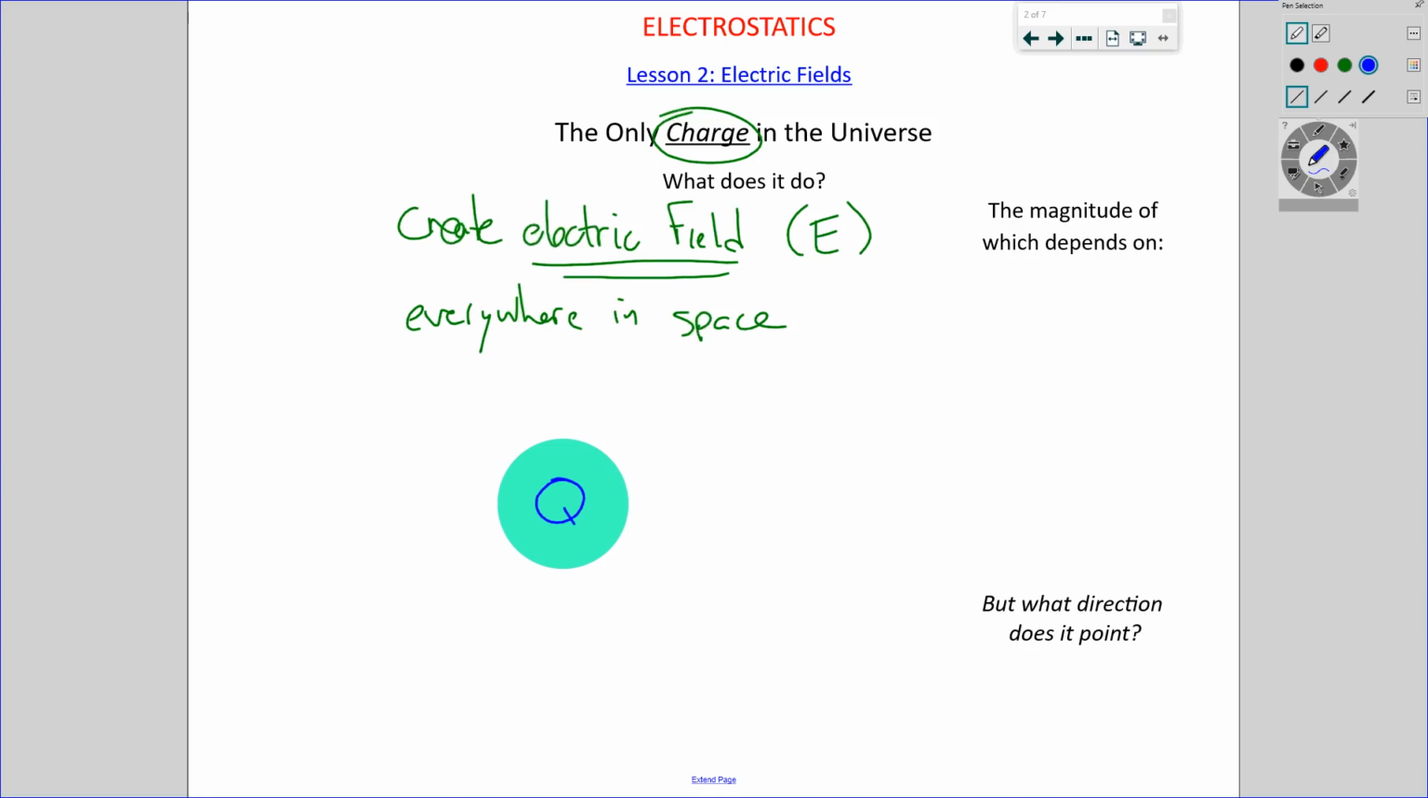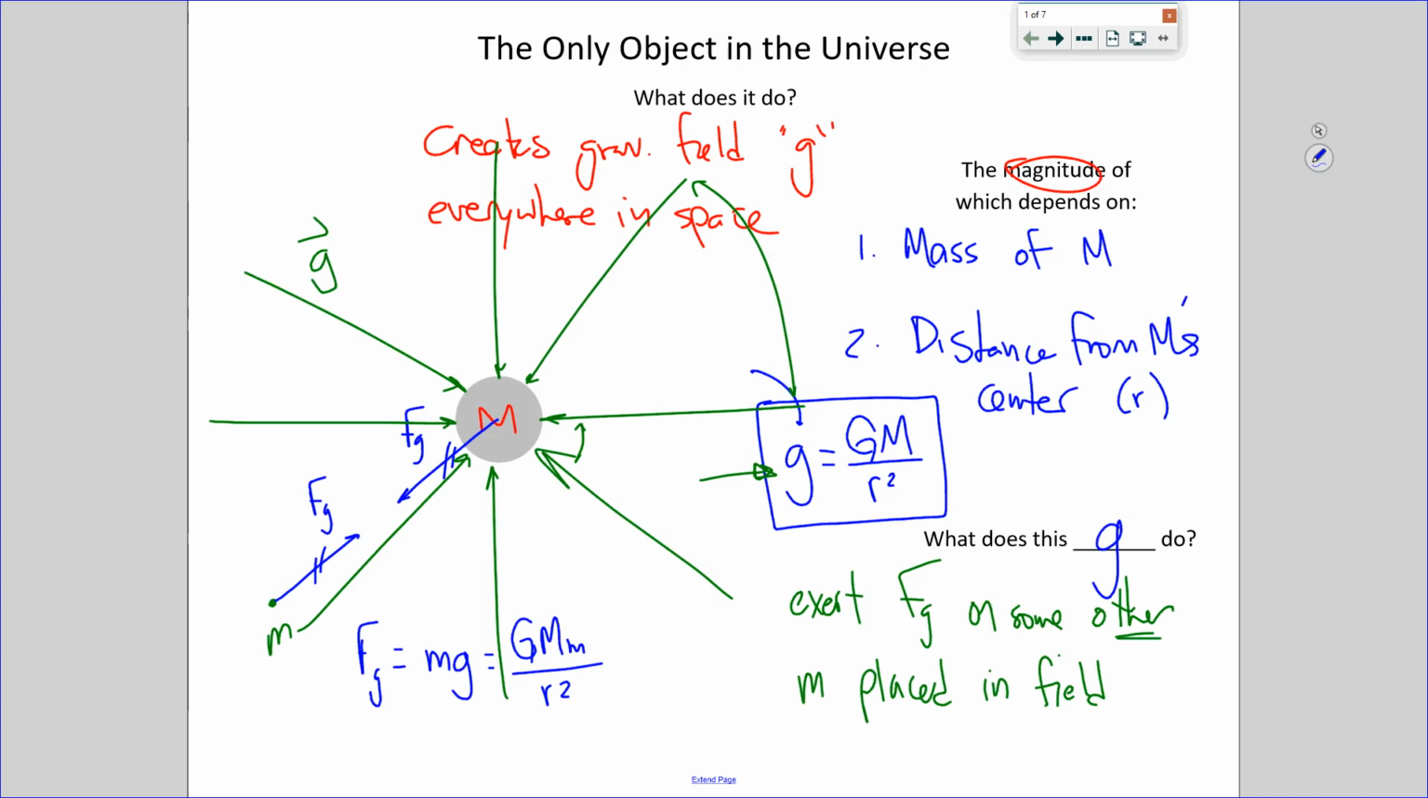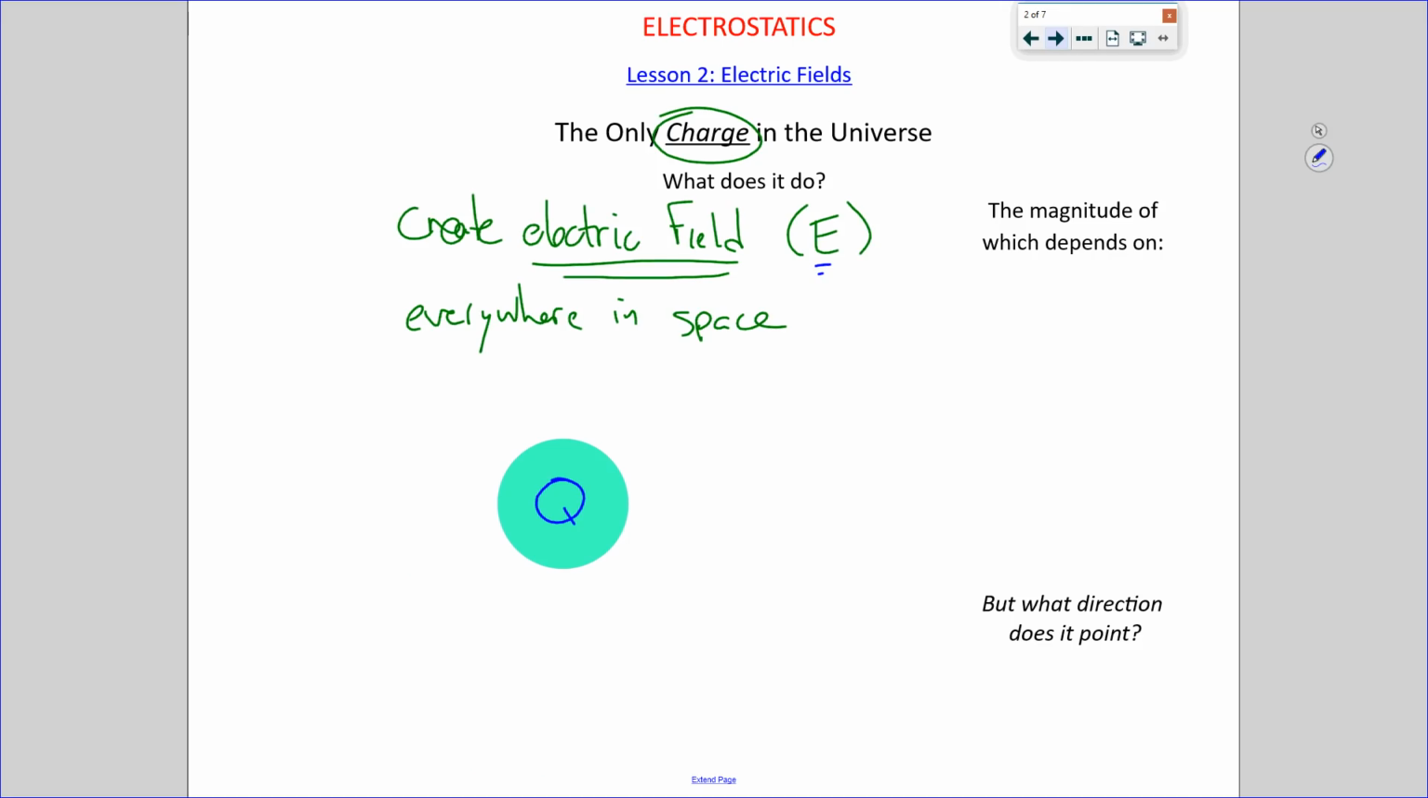We're going to call that charge capital Q. All right. So the strength of this electric field, well, in analogy to the strength of a gravitational field, it doesn't depend on the gravitational constant, that's for sure. It doesn't depend on mass, but the structure is very similar. This electric field strength depends on two things. One is the charge Q, and two is the distance from Q's center.